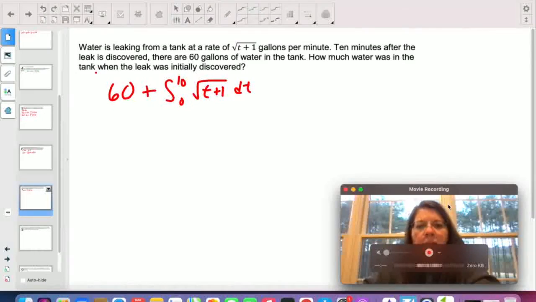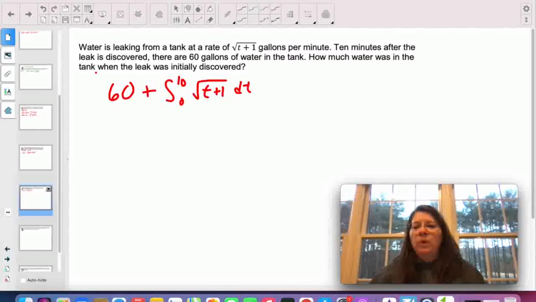This one is a little tricky because the way it's worded seems a little strange. We have the rate that the water is leaking out of the tank, and then it says 10 minutes after the leak is discovered, there are 60 gallons of water in the tank. And then they want to know how much water was in the tank when the leak initially was discovered.